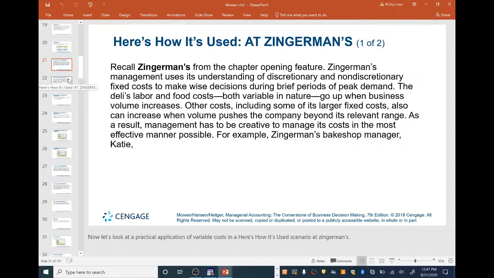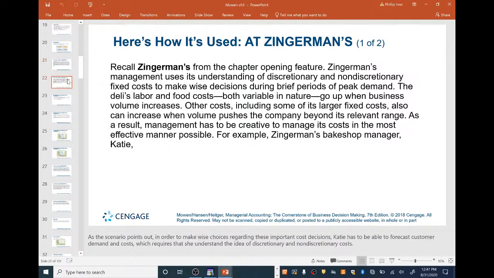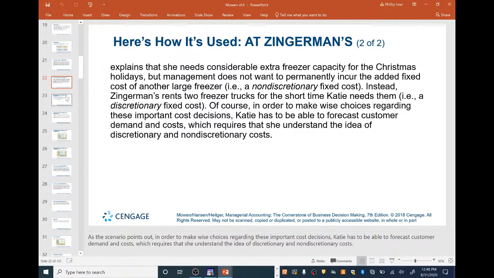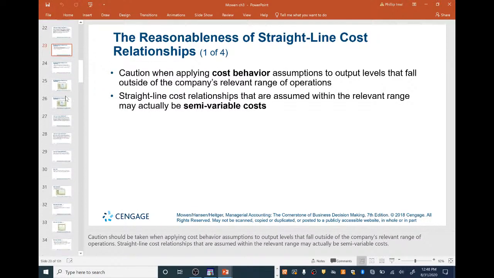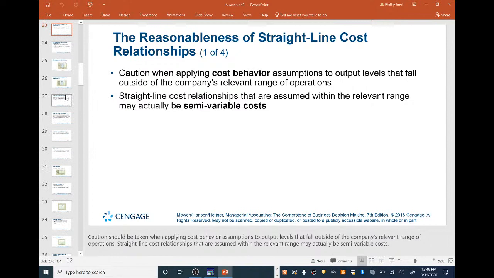Once again, this is another one of those examples of here's how it's used. This is to be read on your own time. So read through this, hit pause, go through your PowerPoints, and then come back to the lecture when you're finished with it. This one's only 2 slides here, so 2 quick little paragraphs there. Okay, now back to the content.